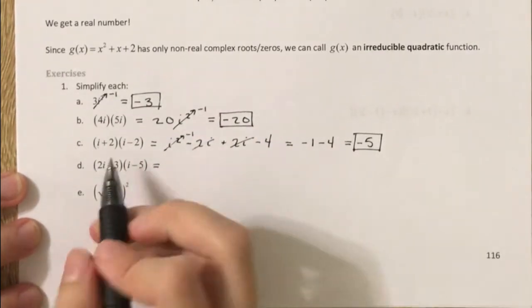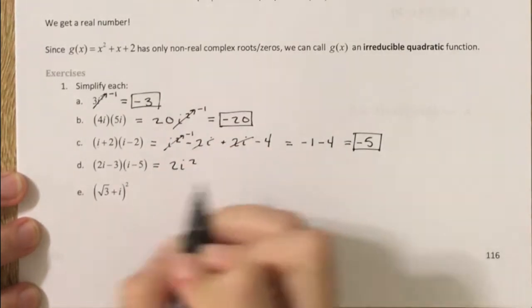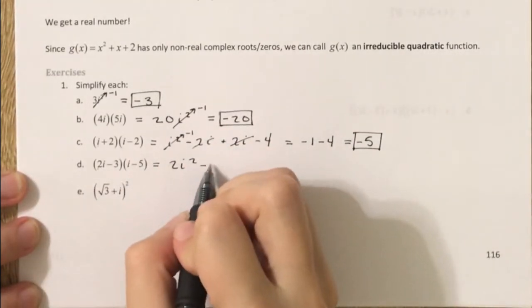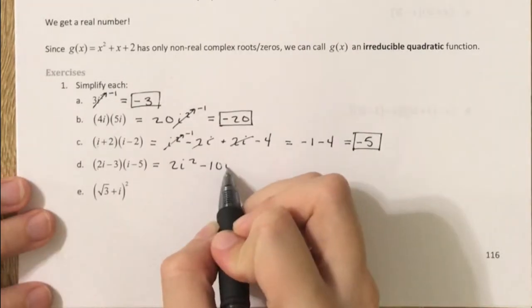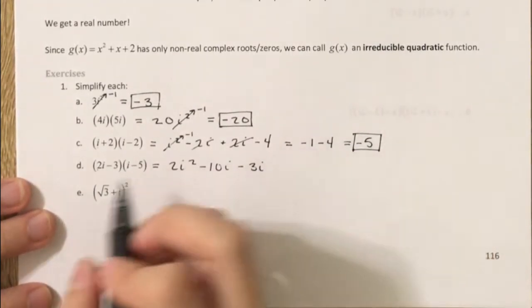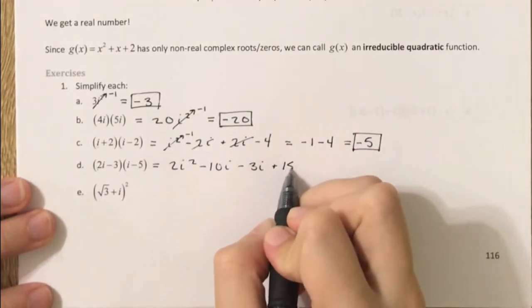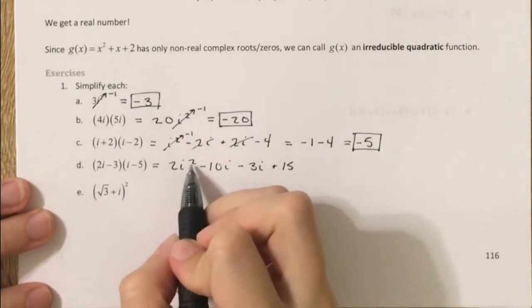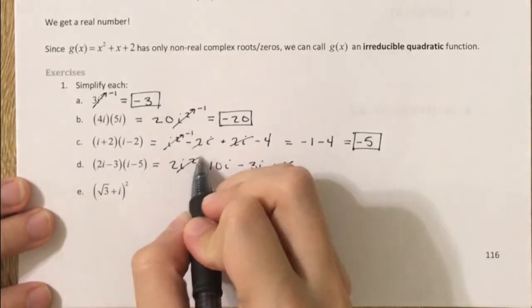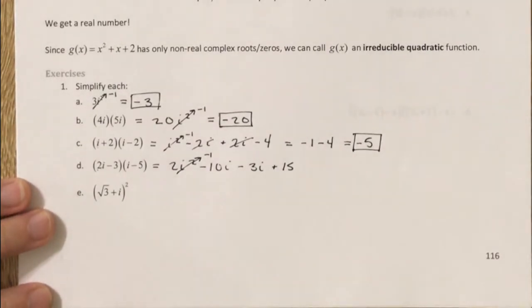So first terms we multiply together, we get 2i squared. Outside we get negative 10i. Inside we get negative 3i. And last but not least, we get positive 15. 2i squared becomes negative 1 times 2, or negative 2.